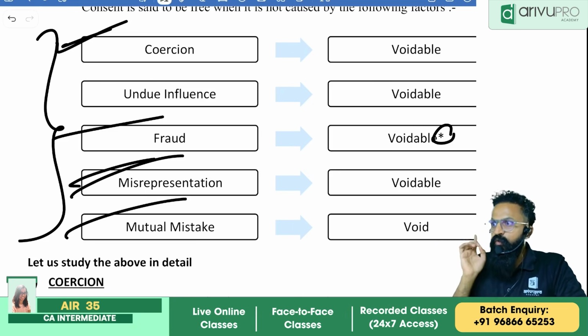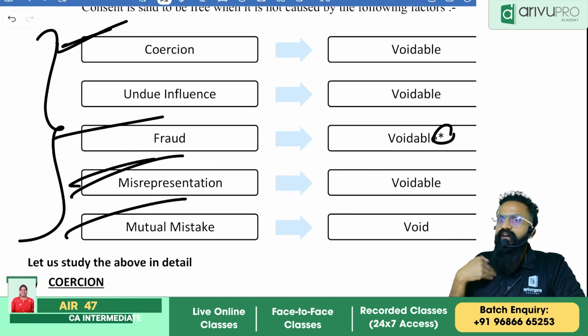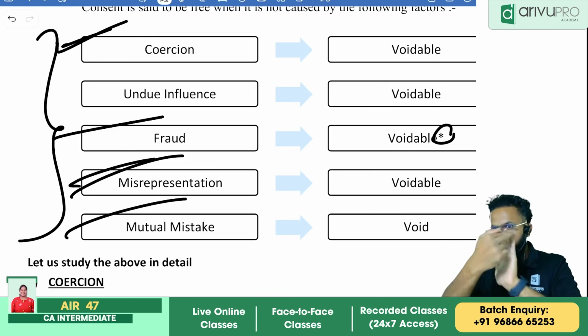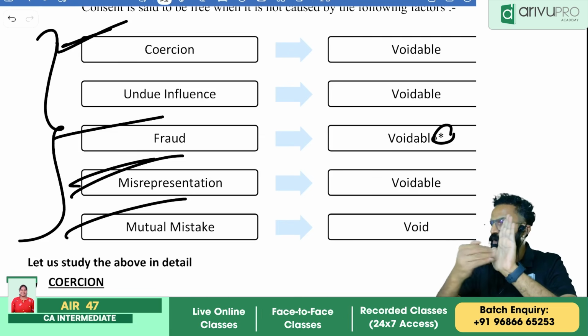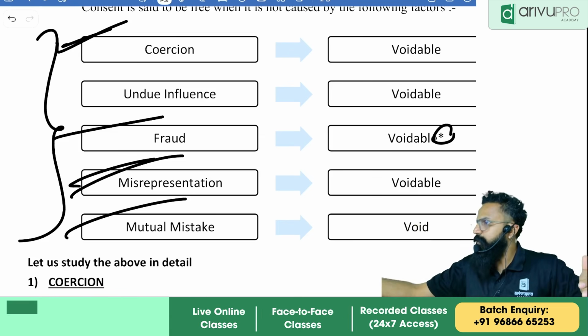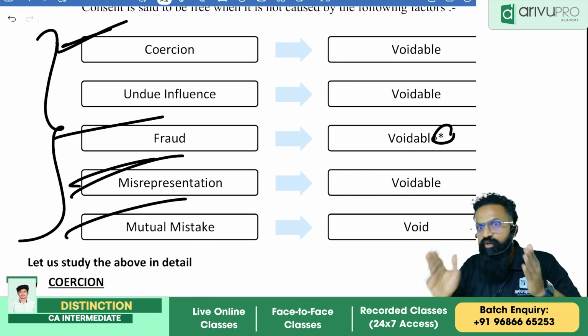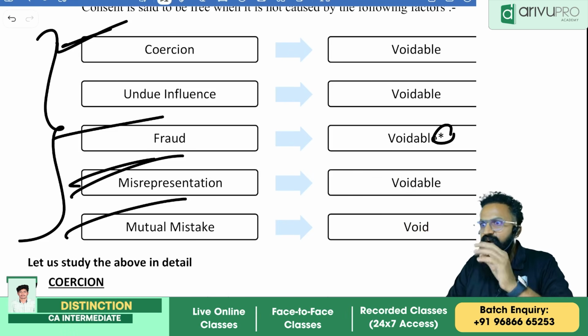Example for this, don't just mug it up. Unilateral mistake is nothing but, I order something on Amazon. On the contract, it is clearly written I have ordered this particular product, but you end up getting some other product. It's a mistake from Amazon, not from your end. You knew which one you wanted. That's called as what? Unilateral mistake.